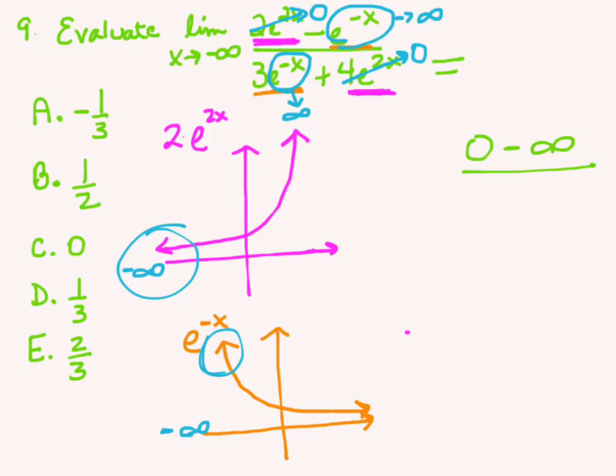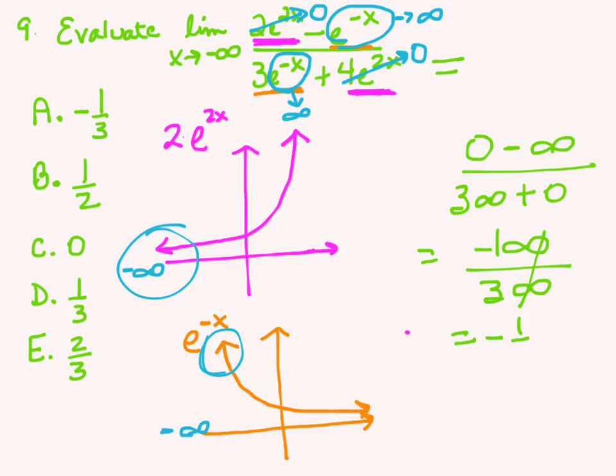And on the denominator, I have 3 times infinity plus 0. So notice what I'm really left with here is negative infinity in the numerator, 3 times infinity in the denominator. My infinities would cancel out, and I'm left with negative 1/3. And so our answer here, our limit on number 9, is answer D, negative 1/3.